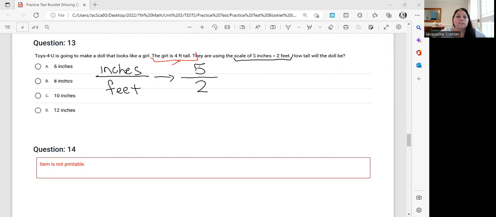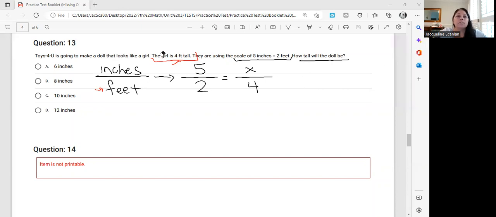All right, feet go on the bottom. So in my new fraction, I'm going to make sure that I put my feet on the bottom. So I'm going to put 4 down here, which means that I am trying to figure out how many inches tall the doll will be.